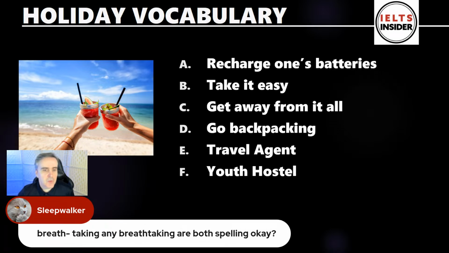Yeah. So Sleepwalker, sometimes spell checkers will say that this is not okay. But yeah, I've seen it spelled like this a lot.